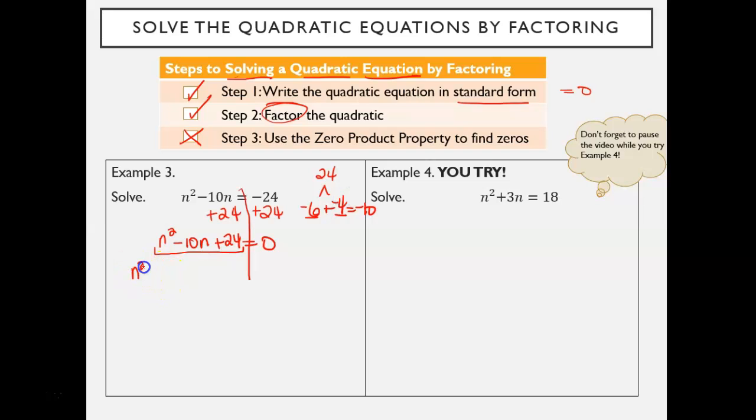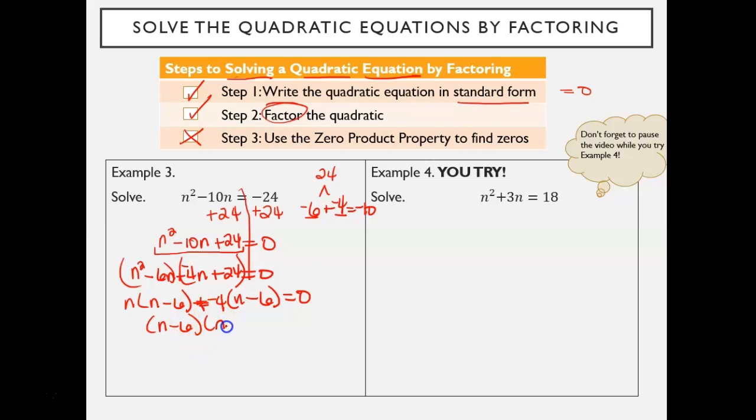So that becomes n squared minus 6n minus 4n plus 24 equals 0. Factor this into two groups. This becomes n times n minus 6. I'm going to take out the negative 4 here. Whoops, that shouldn't be an equal sign. That should be a plus. Negative 4 times n minus 6, and that equals 0. These two become n minus 6 equals 0. So that's factoring. So we have written it in standard form, we have factored.